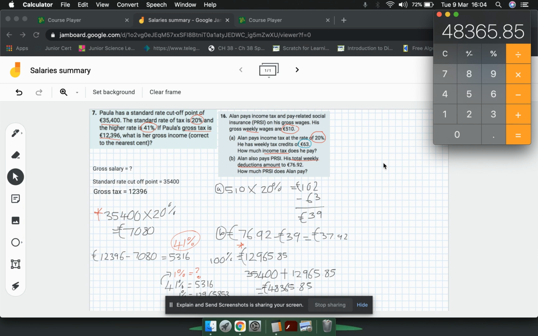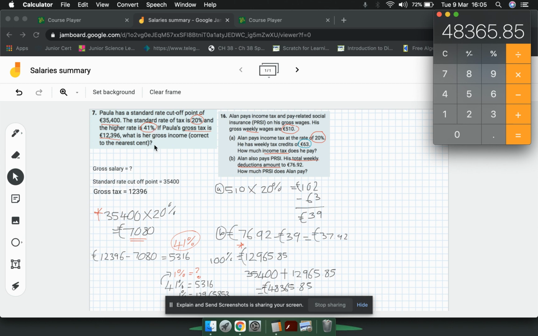So just quickly to show you what I did. Part A should have been no problem, to figure out what she paid at the lower tax band of 20%. Whatever your standard rate cutoff point is, if you have earned more money than that, you can only be charged at 20% on that amount of money. Step 2 was to figure out how much money she paid at the higher percent of 41%.